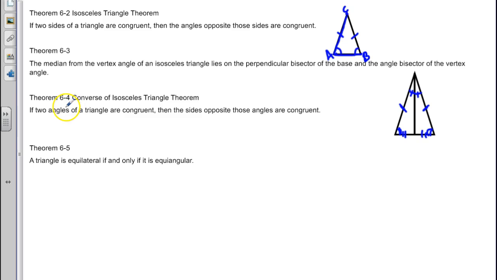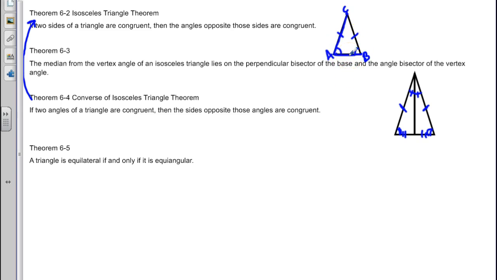All right, so 6.4, the converse of the isosceles triangle theorem. So the converse of 6.2 here, which means we can go the other direction with it. If two angles are congruent, so if I get these base angles to be congruent, I know it's an isosceles triangle because that means the opposite sides are congruent. The sides opposite these angles are also congruent.